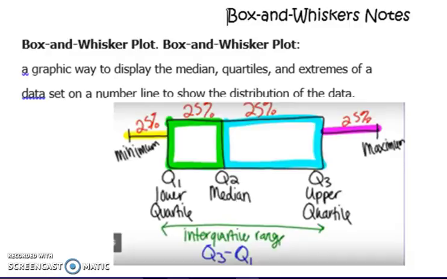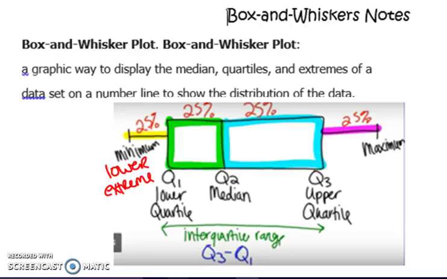Now, when we talk about box and whisker plots, the box and whisker plot is a graphic way to display what we're going to call the median, or your middle, your quartiles, and your extremes of the data on a number line. And this is showing our distribution of the data. I know your copy did come up in color, so if you want to highlight and show the different colors, you can. If we look down at the very far left is what we're calling our minimum, or we're also going to call it our lower extreme.